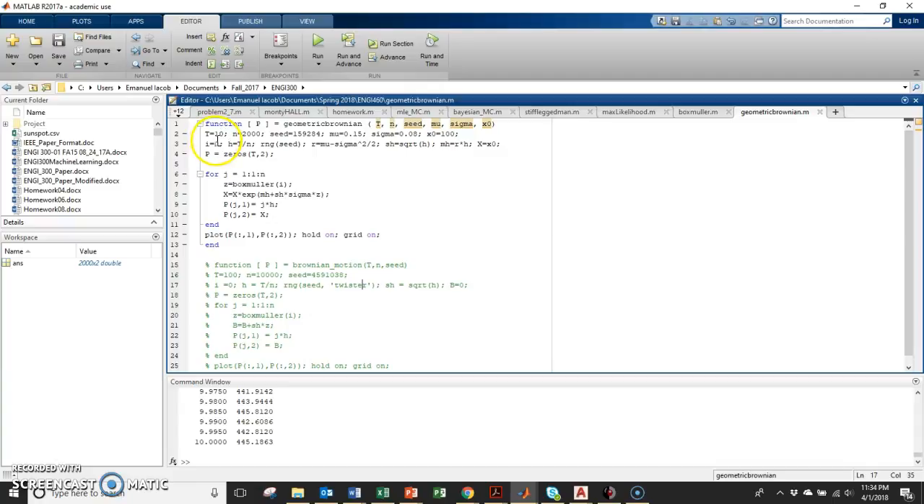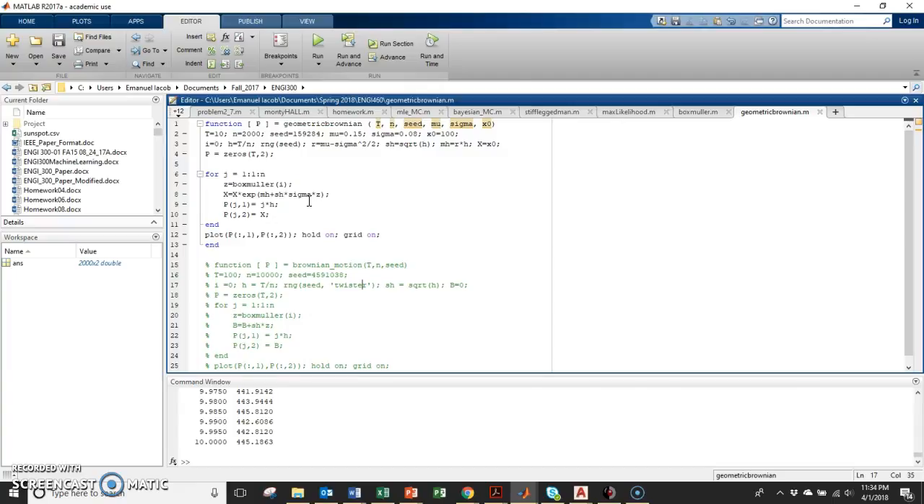They all have the same period, which is 10. They all have n equals 2000. The seed differs, and the mu stays the same. The volatility changes from 0.02 to 0.04 to 0.08, and they all start at the same spot. Most of this is the same as what we've seen below. The biggest difference is right here in the definition of b. Instead of b, we've got x equals x times e to the mh times sh times sigma times z, which is what gives us our geometric Brownian.